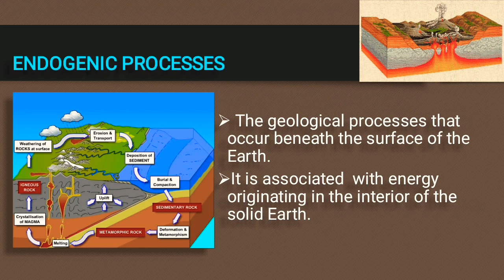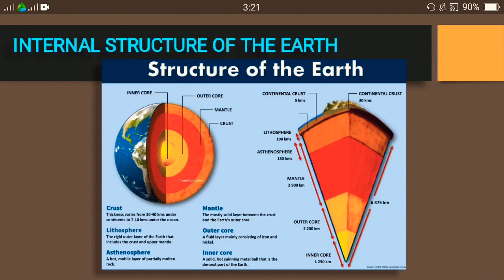What is endogenic processes? It is the geological processes that occur beneath the surface of the Earth, and it is associated with energy originating in the interior of the solid Earth. Internal structure of the Earth. The internal structure of the Earth is divided into major components. We have an outer silicate solid crust, whose thickness varies from 30 to 40 kilometers under continents to 7 to 10 kilometers under the ocean.